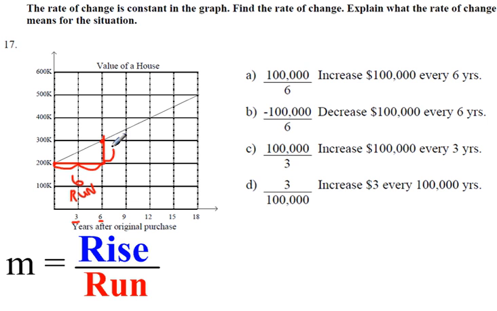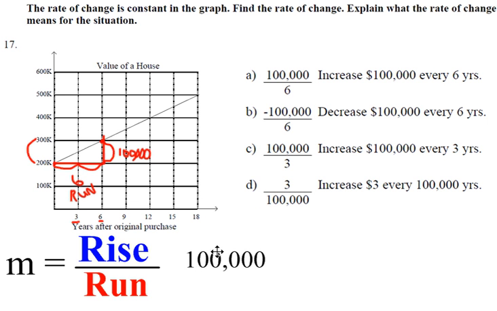Then you count up 1, and don't put 1 right here because it's not 1. It's going by 100,000. So this right here is your rise, and your rise is 100,000. Okay, so that's 100,000. There we go. So this is 100,000, and that is your rise. So rise over run.